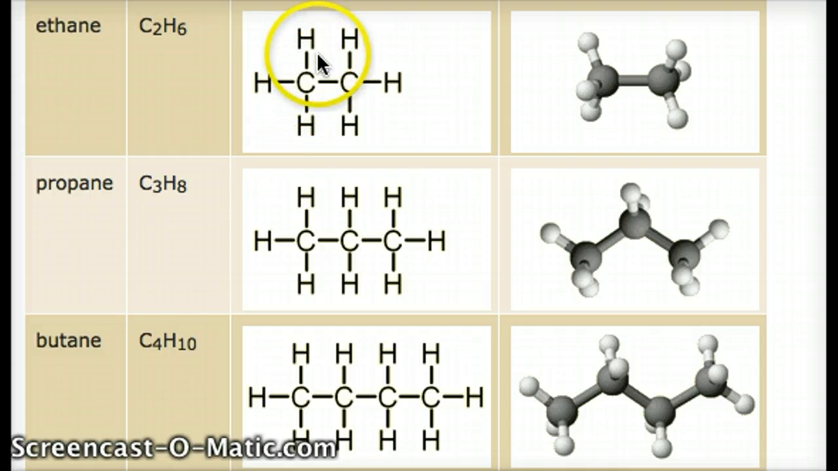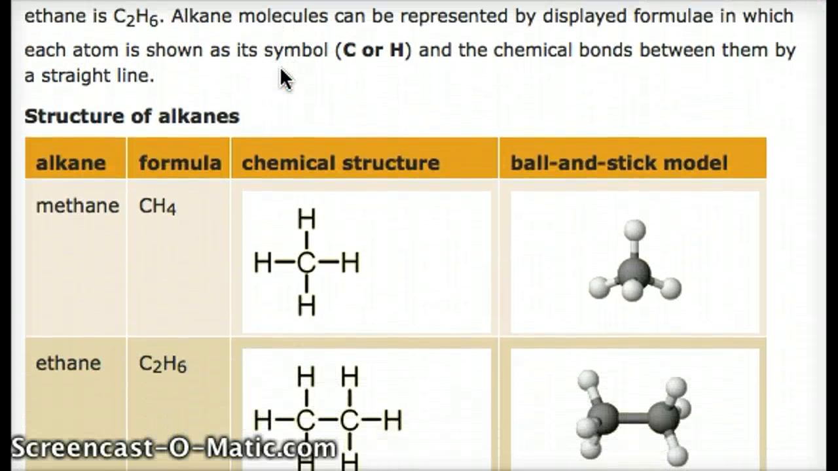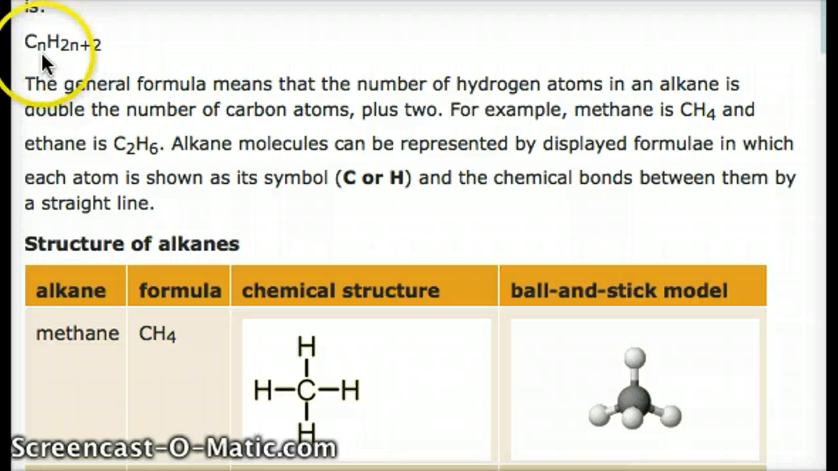Ethane has 2 carbons. Each of these carbons are attached to 4 things, so 4 bonds around each carbon. But this carbon here is attached to a carbon and then 3 hydrogens, so 4 things. This carbon also has 4 bonds around it, 3 hydrogens and 1 carbon. So the formula is C2, there's 2 carbons, and H6. So there's 6 hydrogens, and if we look at our general formula here, that's what we're expecting. Cn, so the n is 2, 2n is 4, plus 2, so C2H6.